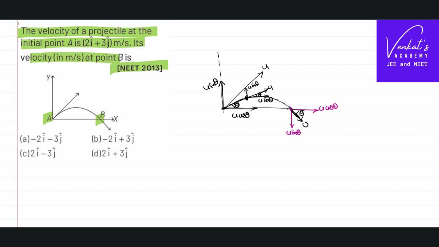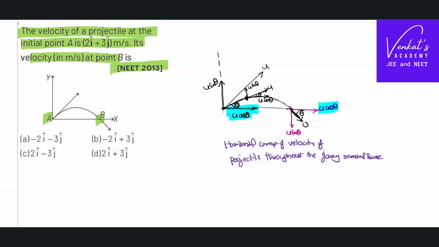So you notice the horizontal components. Earlier it is u cos theta. Finally also it is u cos theta and its direction remains same. So what's the point that we have understood? Horizontal component of velocity of projectile throughout the journey remains same. It's not going to change.